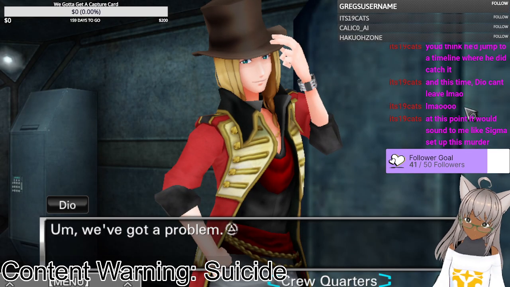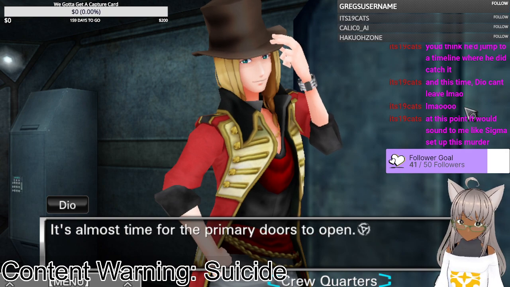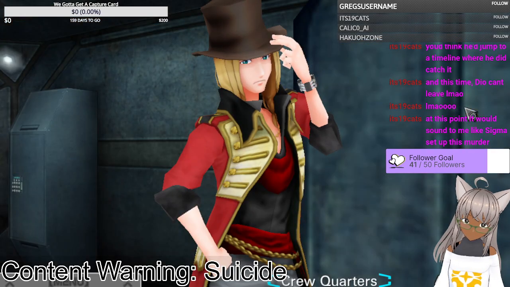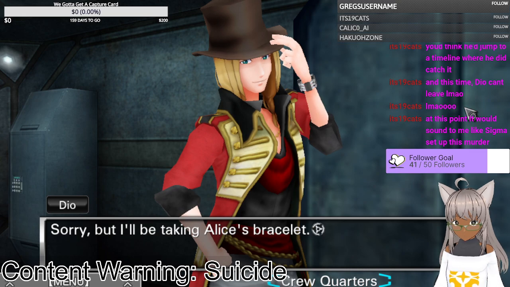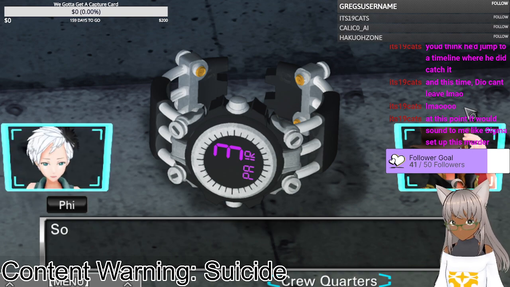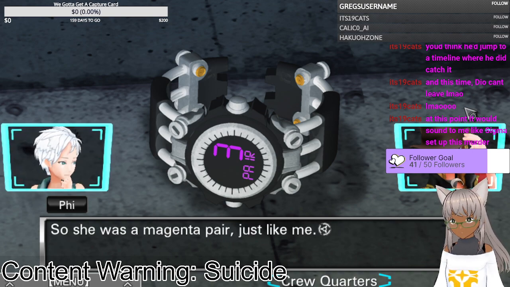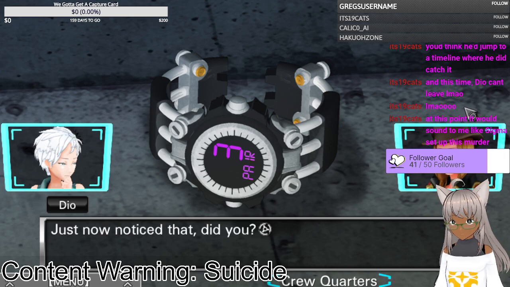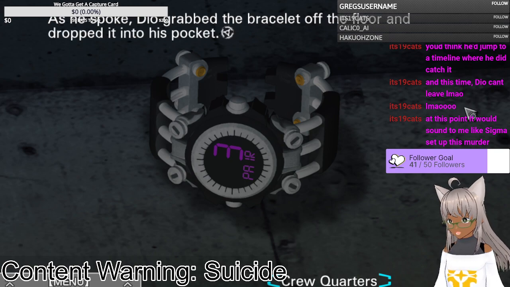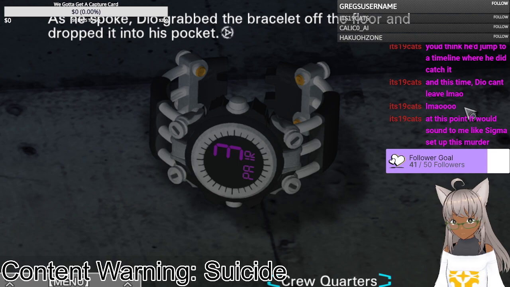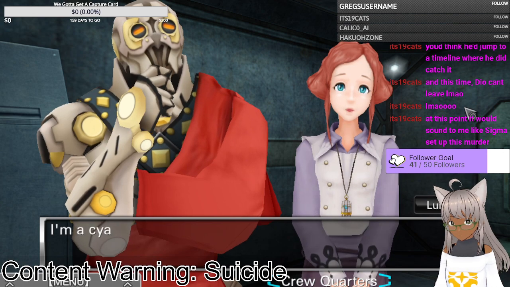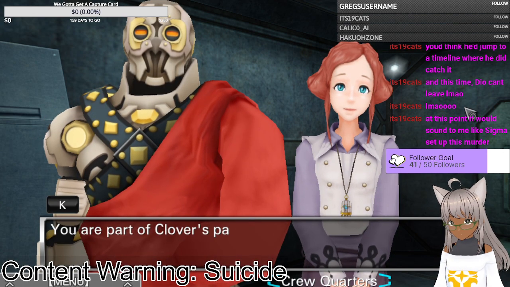We've got a problem. It's almost time for the primary doors to open. Sorry, but I'll be taking Alice's bracelet. Vi and I won't be able to open the secondary door without it. So she was a magenta pear, just like me. Just now noticed that, did ya? As he spoke, Dio grabbed the bracelet off the floor and dropped it into his pocket. We shouldn't let Dio carry anything. What color is your bracelet, Luna? I'm a cyan pear.